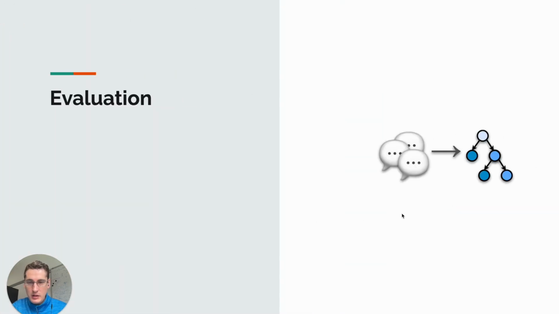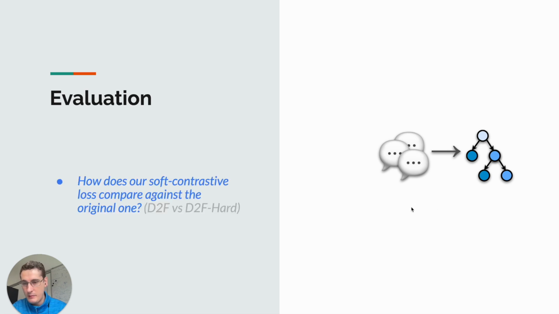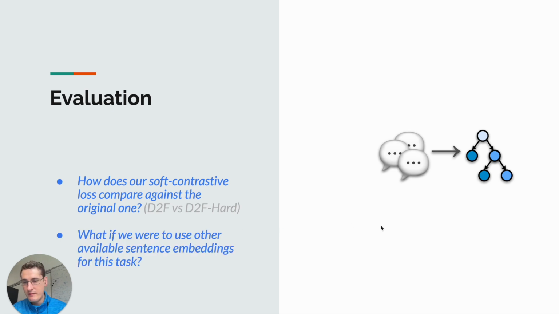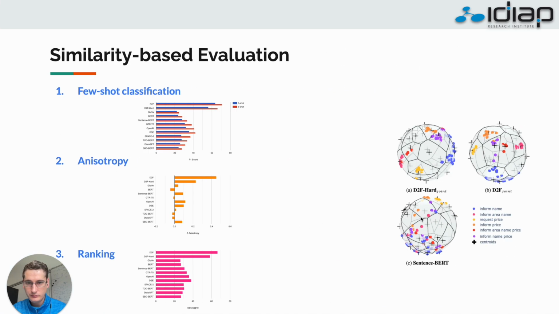So once we have this, the next step: how do we evaluate these sentence encoders? In the paper we show that we evaluated basically to answer the following two questions. How does our soft-contrastive loss compare against the original one? And the other one is, what happens if we use other available sentence embeddings for the same tasks? We evaluate this through three different evaluation approaches. One is prototype-based few-shot classification that only uses the distance. There is nothing to be learned, only using the distance of embeddings to classify the other ones. Anisotropy, which is a geometric metric that compares the average distance between elements that share the same label compared to elements that have different labels.